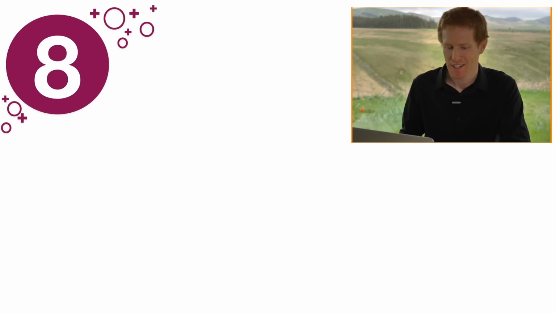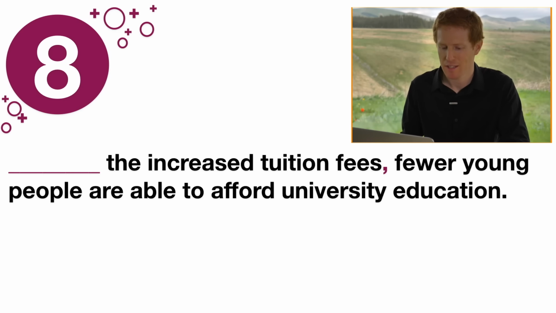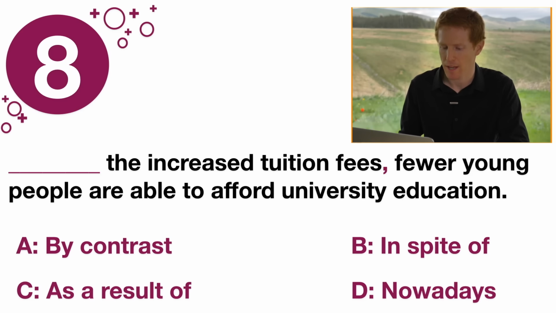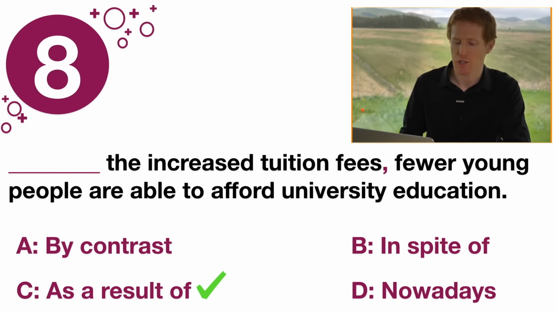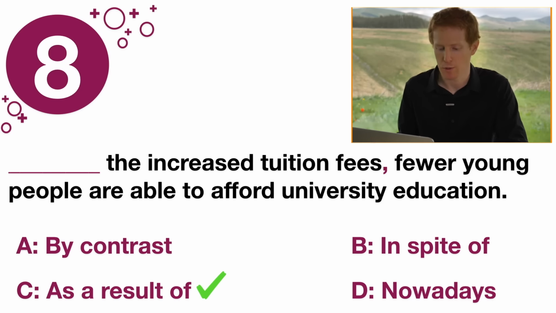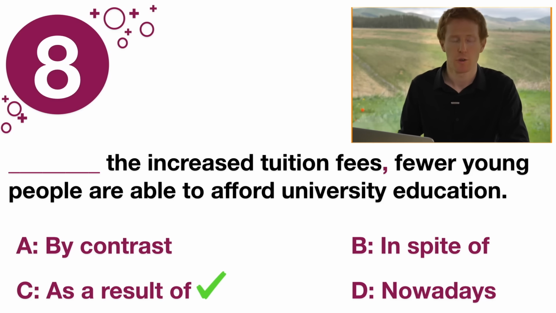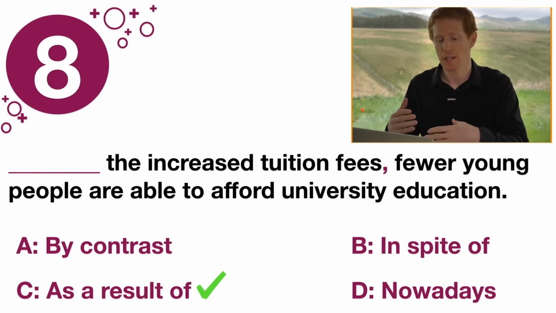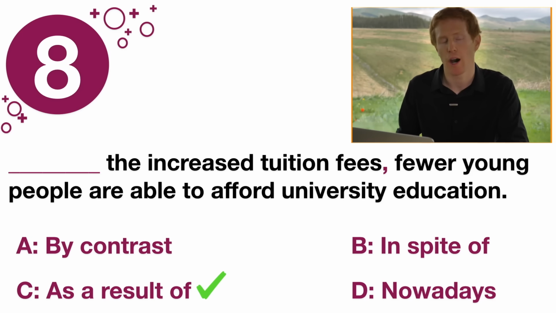It's D. Number 8. Something the increased tuition fees, fewer young people are able to afford university education. So, by contrast, in spite of, as a result of, or nowadays. What would you choose? The answer is C, it's as a result of. So as a result of the increased tuition fees, fewer young people are able to afford university education. Remember, as a result of is similar to because. So it's because the tuition fees have increased, fewer people are able to afford university education.